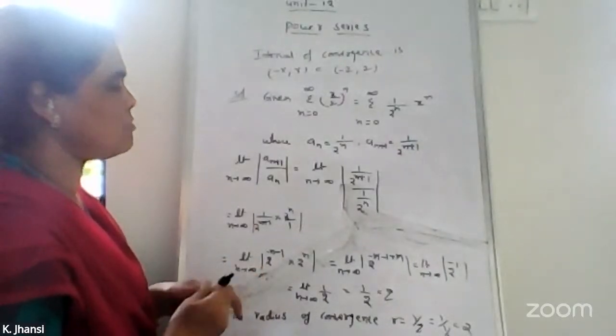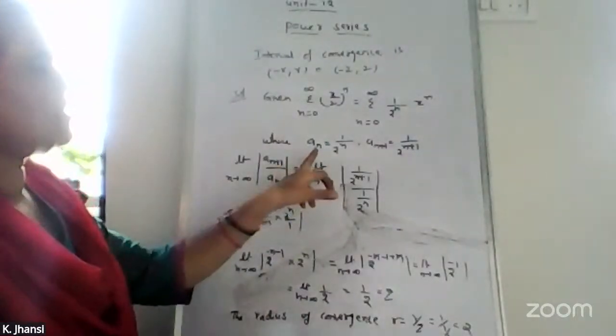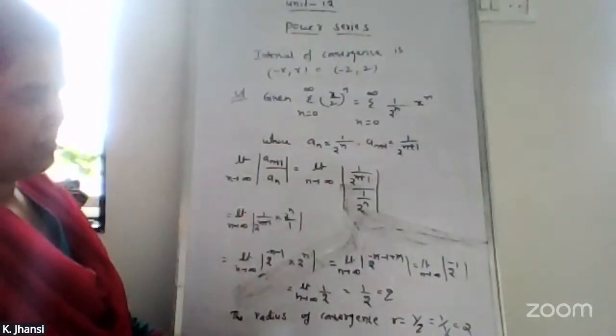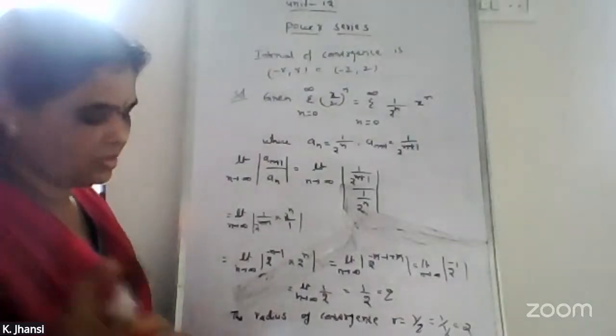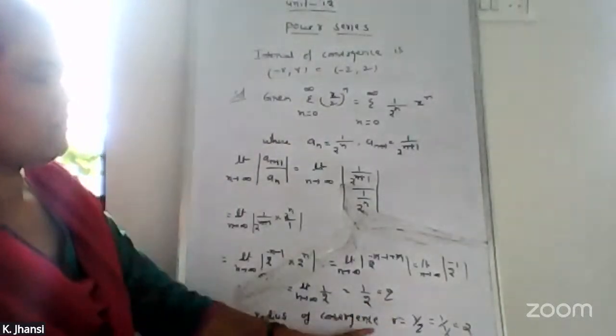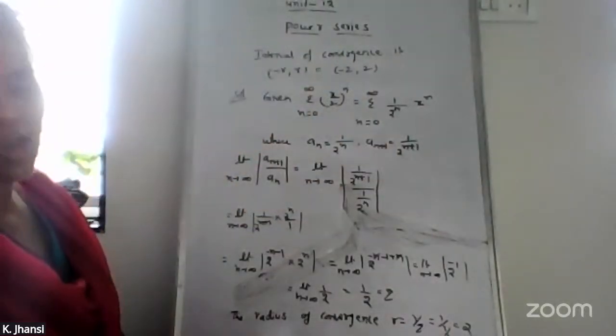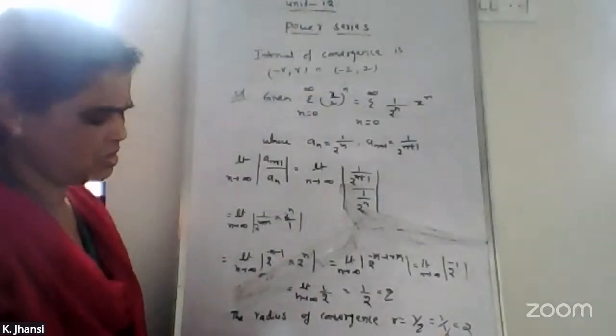So whenever a problem is given, you have to check what the an value is, and after that you have to find an plus 1. When you take the limit of that, whatever value you get will be the q, and the radius of convergence is 1 by q, and the interval of convergence is minus r comma r.